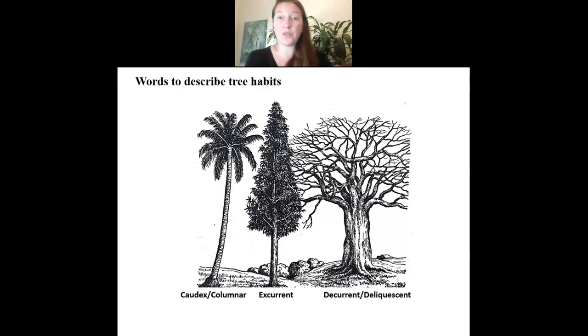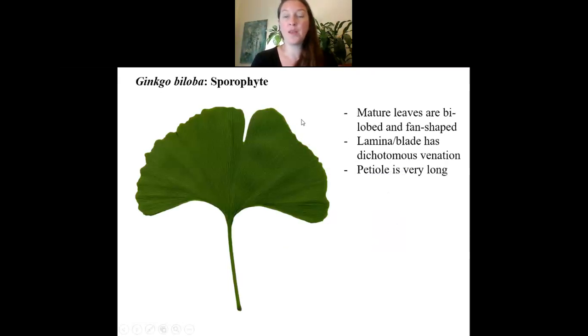And then as we saw for the cycads, another type of tree shape is this one on the left, which we can call columnar. Remember, cycads also had a bulbous habit, but other things have a columnar habit, like palm trees, things like that. Or even tree ferns have a columnar habit.